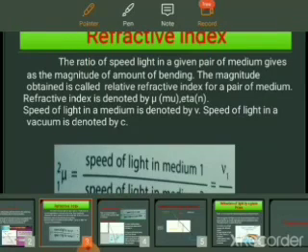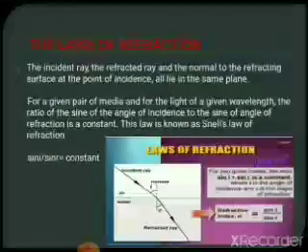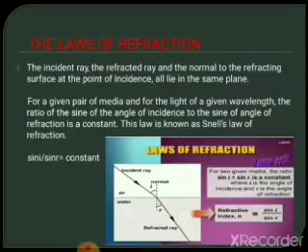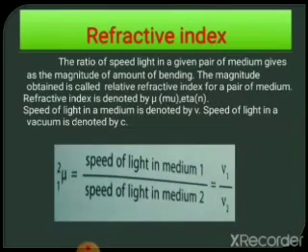So the ratio of speed of light in a given pair of media. If this was my first medium and this was my second medium, the speed of light in this medium and the speed of light in this medium give us the magnitude of the amount of bending. How much bending will take place is determined by the speed of light for a given pair of media. So this is nothing but the relative refractive index for a medium. Why relative refractive index? Because I am relating two media, that's why I am using the term relative refractive index.